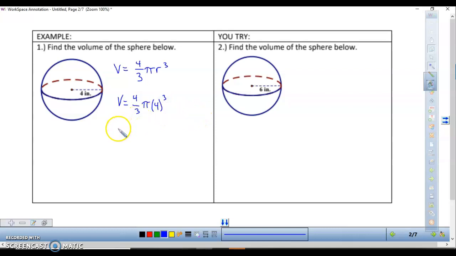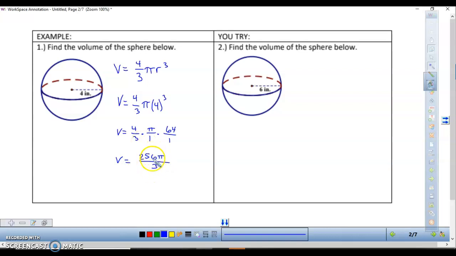Perfecto. All right. Next thing I'm going to do is, because I'm dealing with this fractional part, I'm just going to go ahead and make everything a fraction. So 4/3 times pi over 1 times 4 to the third power, you guys. 4 times 4 is 16. Times 4 again is 64. All right. So the next thing I'm going to do is, because I've got fractions here, I'm just going to multiply straight across. And when I do that, 4 times 64 times pi on top gives me 256 pi. And on bottom, I have 3.